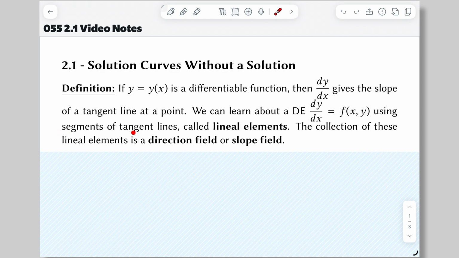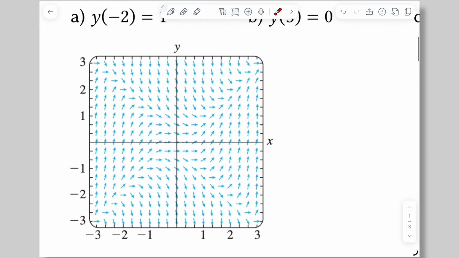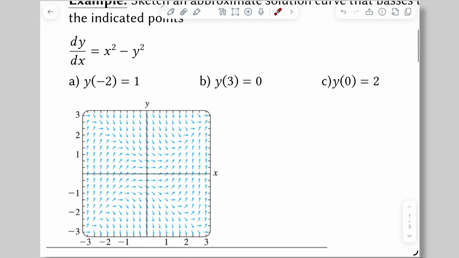Using little segments of the tangent lines, called lineal elements, we can generate what's called a slope field or a direction field. And this is what a direction field looks like. The differential equation in question here is dy/dx equals x squared minus y squared. And at any point x, y, we can find the slope of a tangent line, and the picture here of all these little arrows provides little pieces of tangent lines at any particular point.